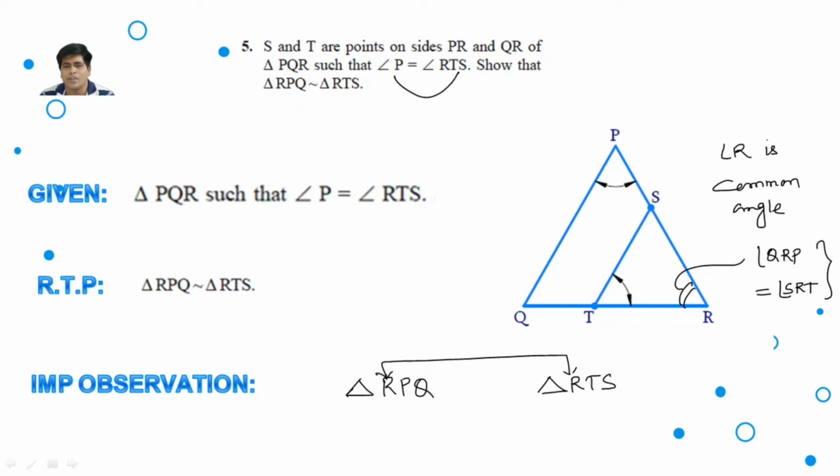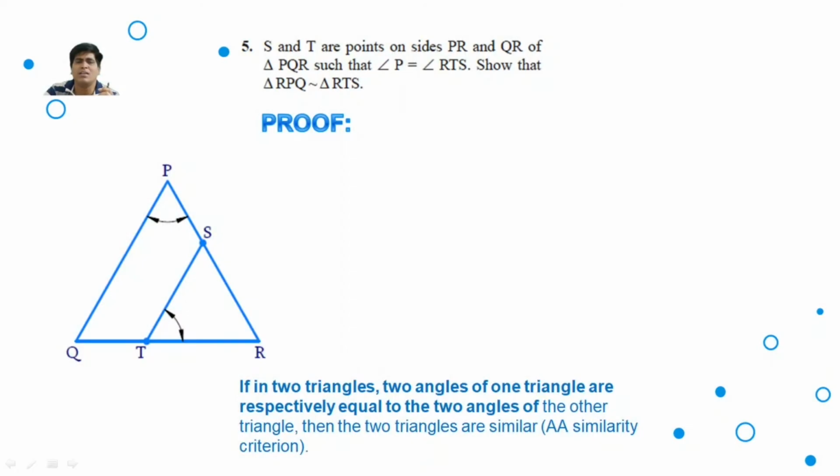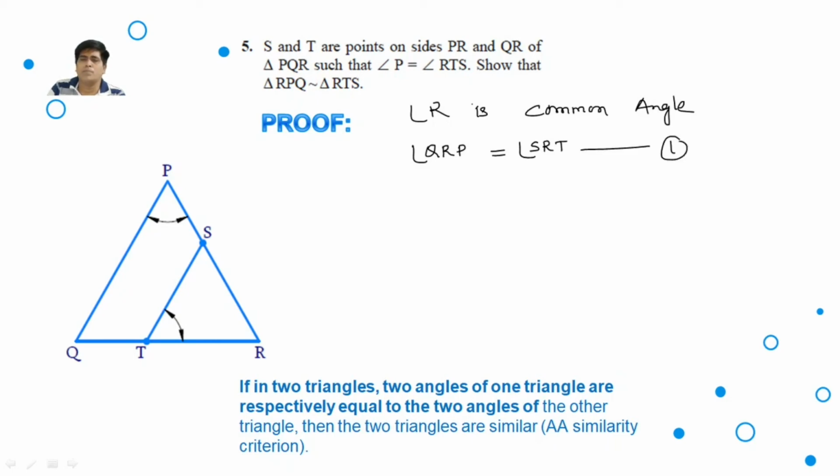Is it enough to prove that these two triangles are similar or not? Let us see in the next slide. Proof: what I got is that angle R is a common angle, that is, angle QRP is equal to angle SRT. This I got from the important observation.